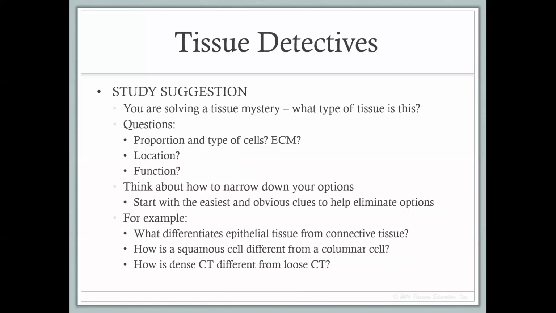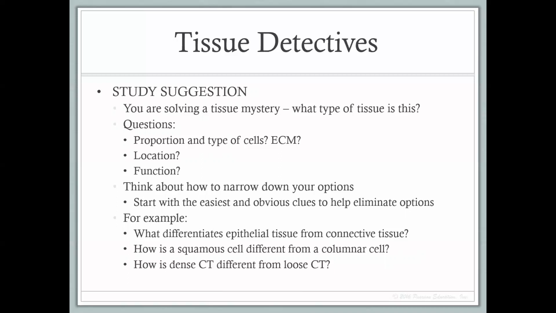How is a squamous epithelial cell different from a columnar epithelial cell? Well, they structurally look different, which means they have functional differences. How is dense connective tissue different from loose connective tissue? What makes dense dense and what makes loose loose? Well, this has to do with the relative percentage of protein fibers.